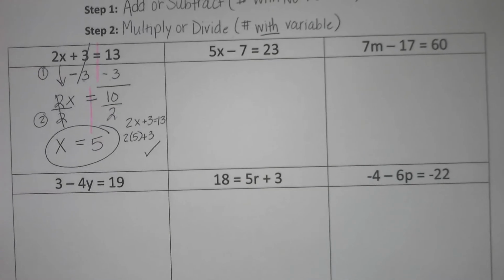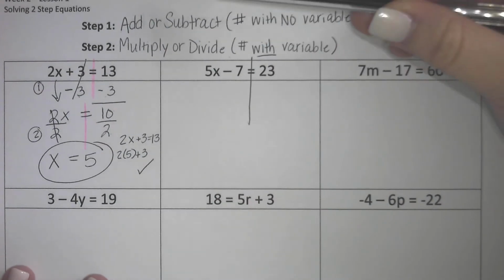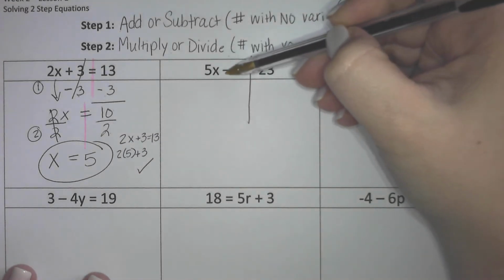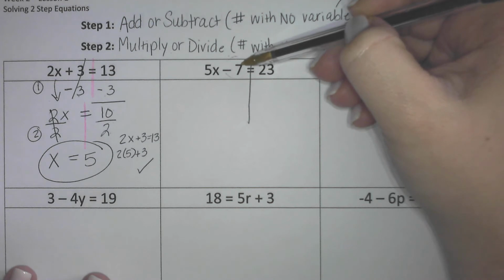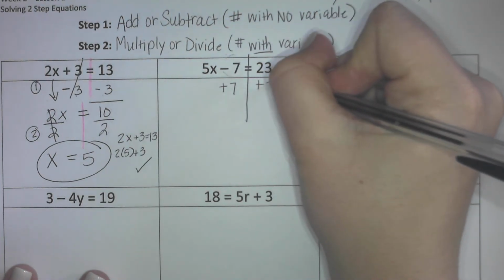All right, so I'm going to go a little faster. So the next one, I want to draw my line down the equal sign. I want to add or subtract the number without the variable. So I can see that this is a negative 7 because it says minus 7. We assume that it's negative 7. So the opposite of that would be plus 7 on both sides.